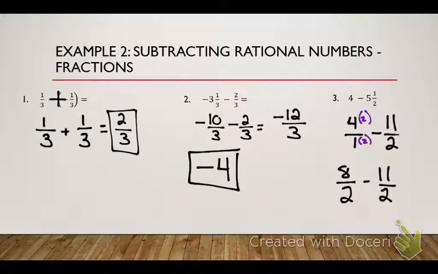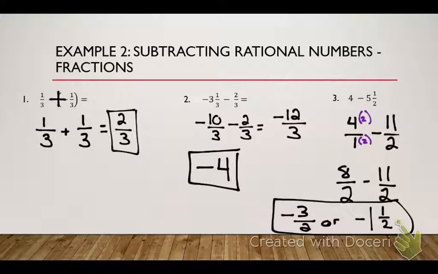Think about it this way. 8 minus 8 is 0. So 8 minus 11 has to be negative. We can think about it practically also. Either answer is acceptable as long as it's reduced. -3/2 or -1.5.